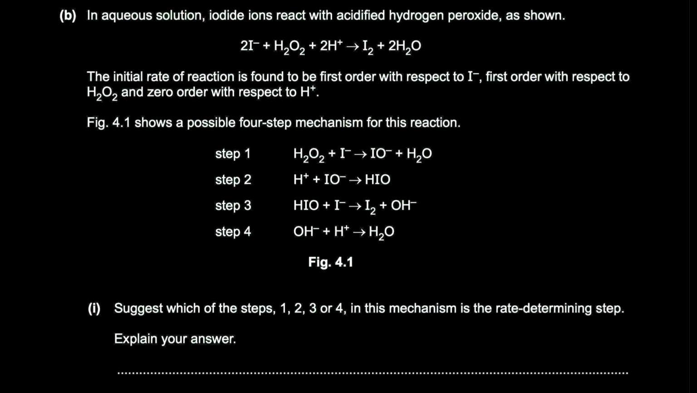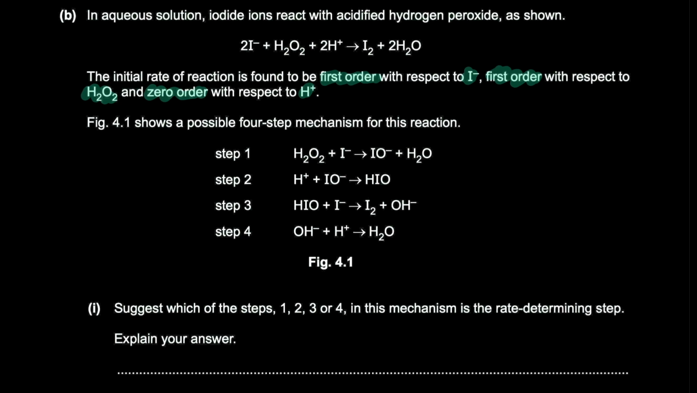In aqueous solution, iodide ions react with acidified hydrogen peroxide as shown. The initial rate of the reaction is found to be first order with respect to iodide, first order with respect to hydrogen peroxide, and zero order with respect to H+. Figure 4.1 shows a four-step mechanism for this reaction. Now using this mechanism, we have to determine the rate determining step, and we have to explain our answer.